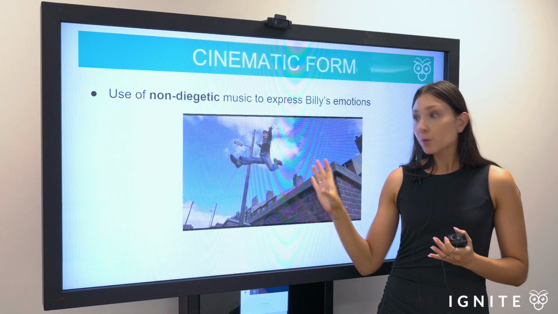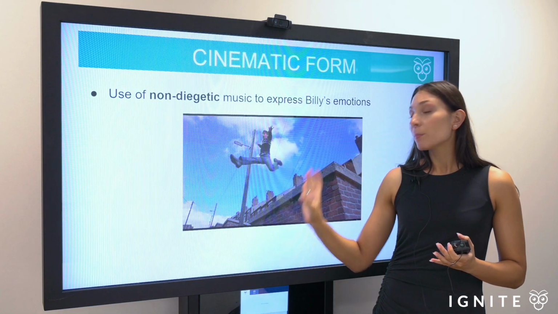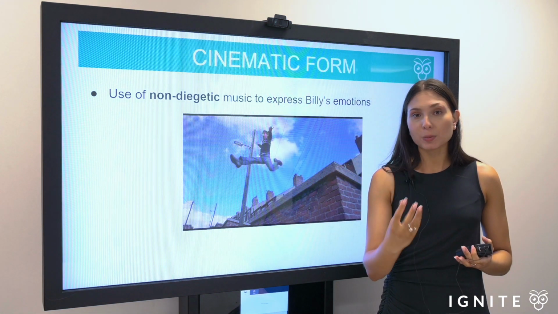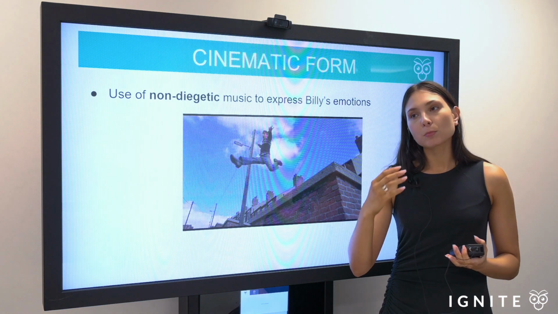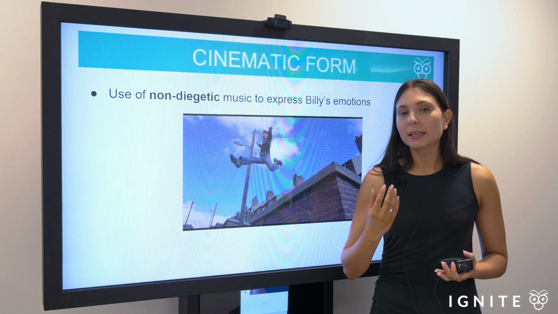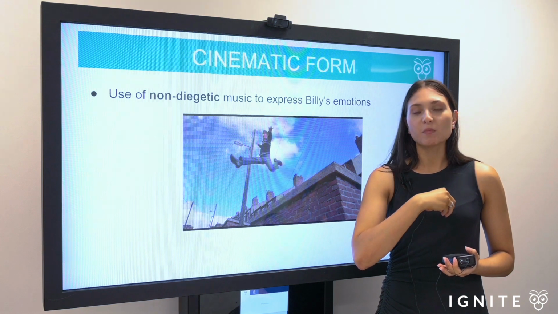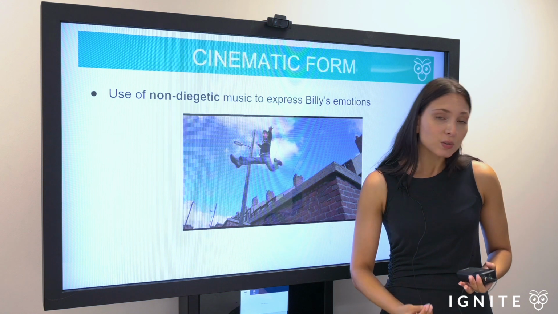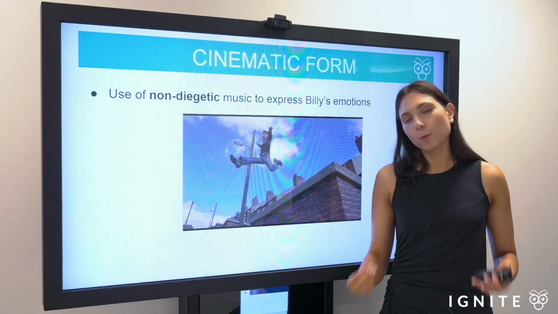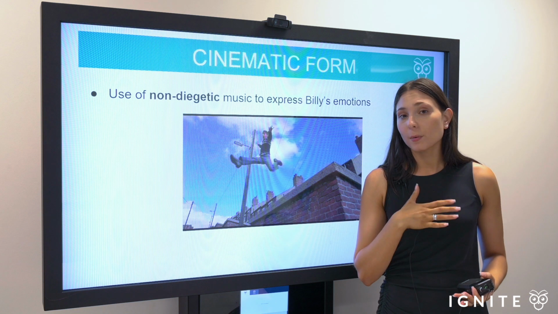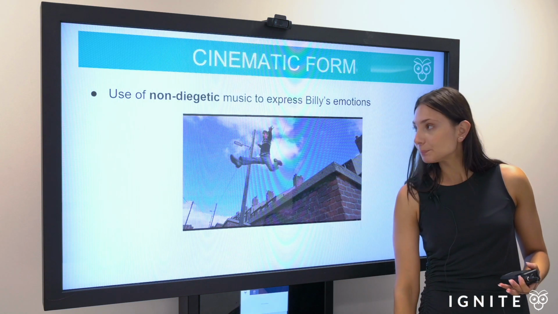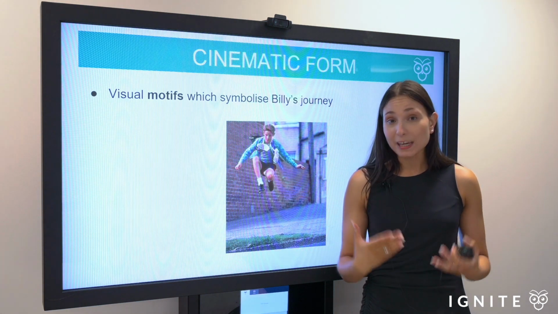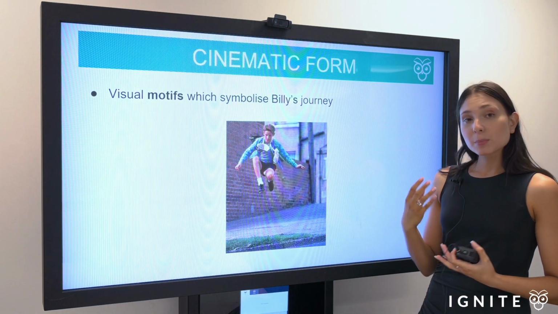So at points throughout the film, there is actually diegetic music being framed. For example, in the opening of the film, when Billy is jumping up and down his bed, the music from the record player is diegetic. But at other points, music is used somewhat symbolically to express the internal emotions of Billy's character, and that's non-diegetic. So note the importance of non-diegetic music and how this exacerbates or informs the audience's understanding of what's going on emotionally within Billy's character. And the third point I wanted to point out is the use of visual motifs throughout the film and how they symbolize Billy's journey.